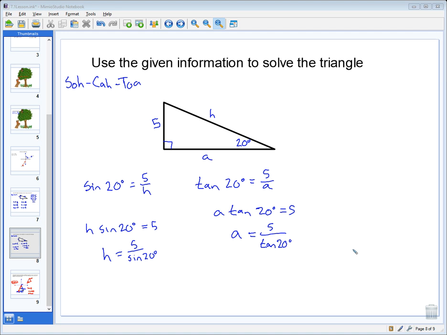Then you would just put this into your calculator. So I would take 5 divided by the sine of 20 degrees, and that would give me 14.62. And I would take 5 and divide it by the tangent of 20 degrees, and that would leave me with 13.74.